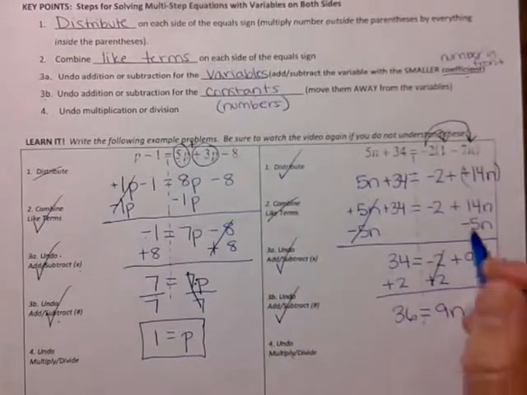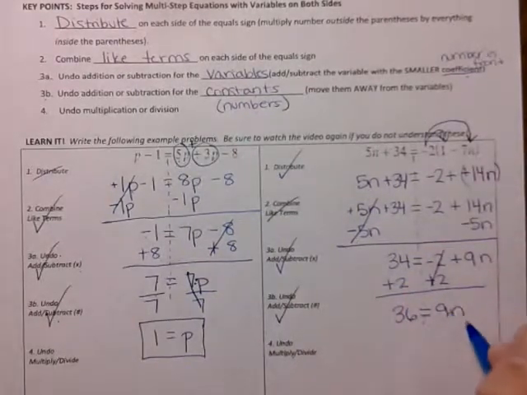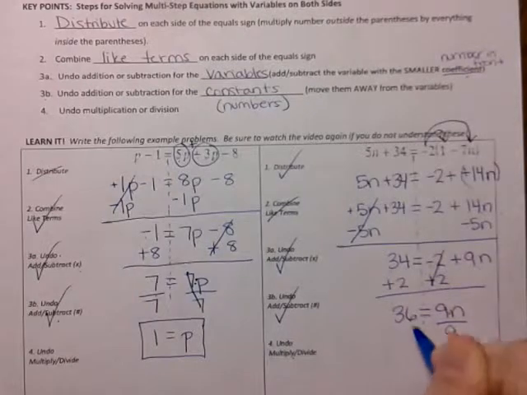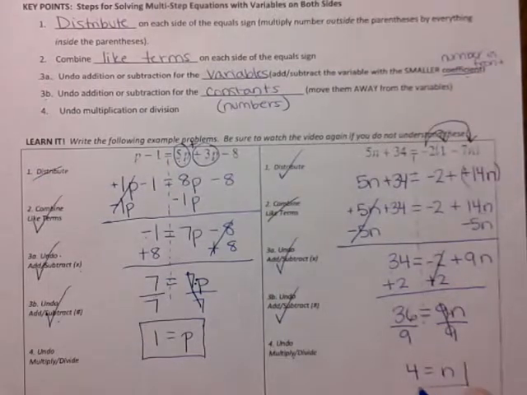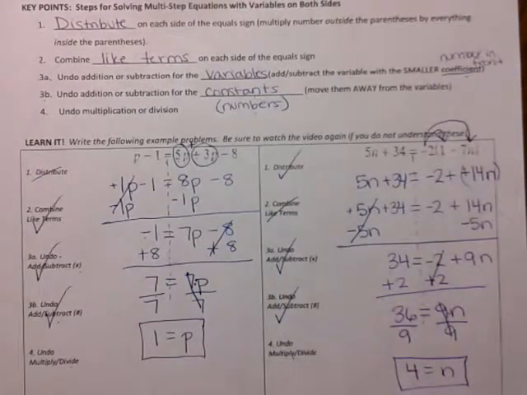And last step, I'm going to undo multiplication or division. There's invisible multiplication right here. So I'm going to undo that by dividing both sides by 9. These cancel out. 36 divided by 9 gives me 4 equals n. Now it's time for you to practice.